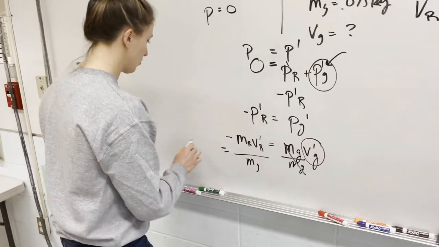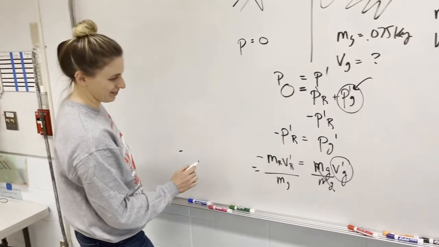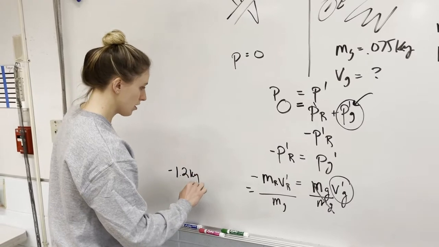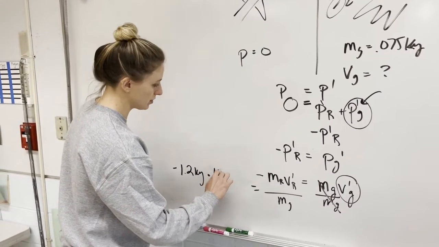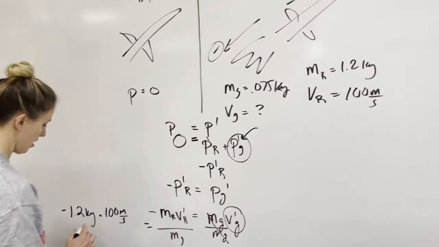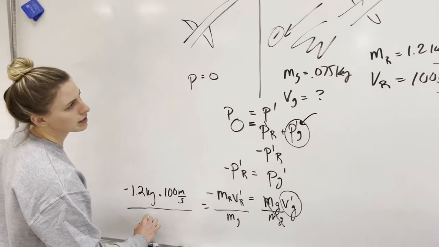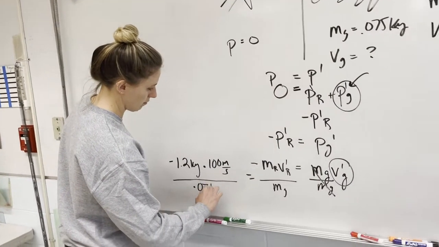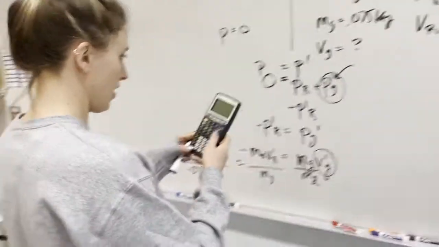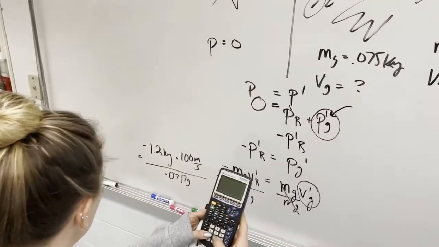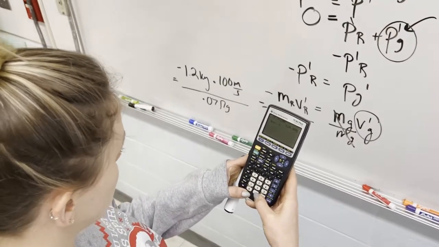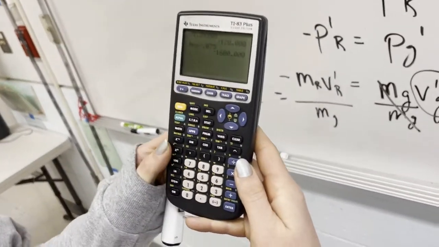So I'll give myself more room here this time. The mass of the rocket was 1.2 kilograms times the velocity of the rocket was 100 meters per second, divided by the mass of the gas, which was 0.075 kilograms. Okay, let's do this. So I've got negative 1.2 times 100 divided by 0.075, and I get negative 1600.